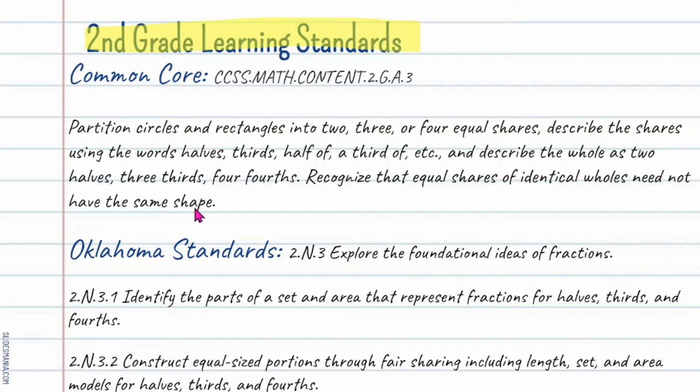Don't worry. Oklahoma's standards are down here, and you're going to see it's very similar. Identify the parts of a set and area that represent fractions for halves, thirds, and fourths. Construct equal-sized portions through fair sharing, including length, set, and area models for halves, thirds, and fourths. That's a ton of words, and we're going to break it down to where it's really understandable and let you get used to this whole fraction journey.